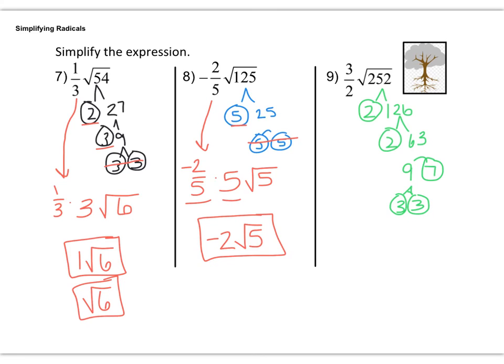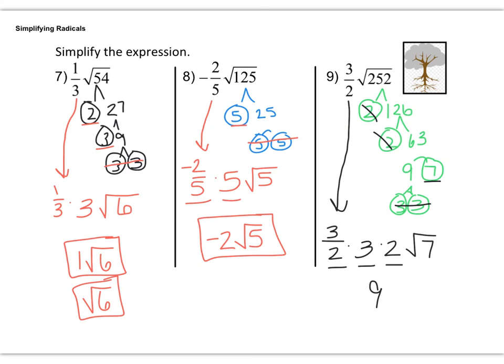All right, having my list of primes, looking for pairs. I see a pair of 3s. I see a pair of 2s. I see a leftover 7, leftovers in the fridge. Bring down the outside number. And then we're just going to multiply. 3 halves times 3 times 2 equals 9. And we have a radical 7. All right, and there we have it.